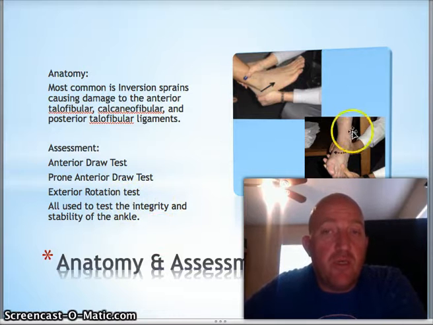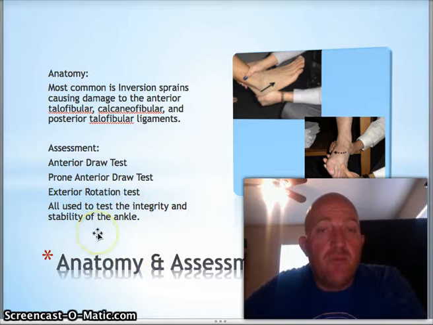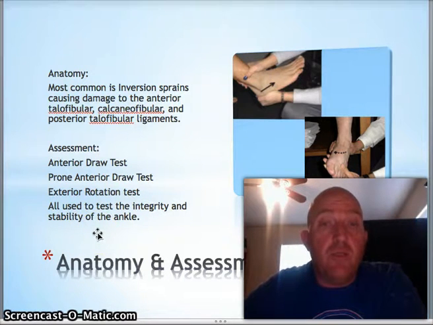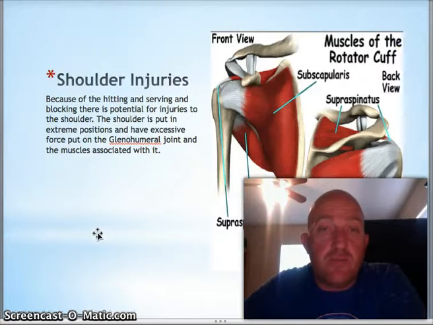External rotation is this picture here, where we are grabbing at the heel and the front portion of the foot, rotating externally. And then all of these are basically testing the integrity and the stability of the ankle and giving us an idea of what the next steps need to be in this process.